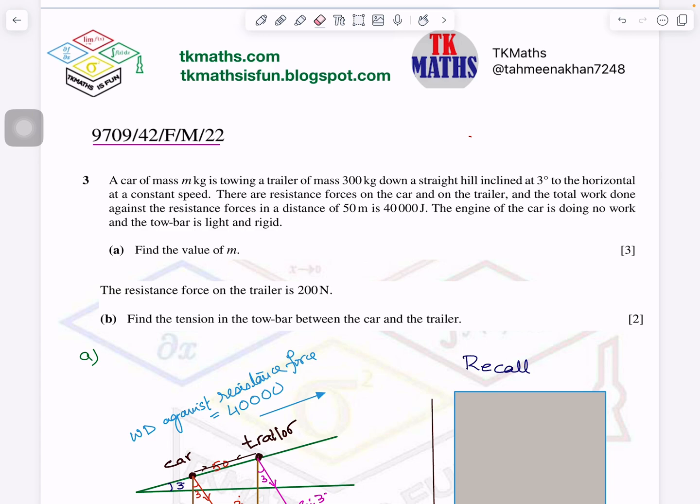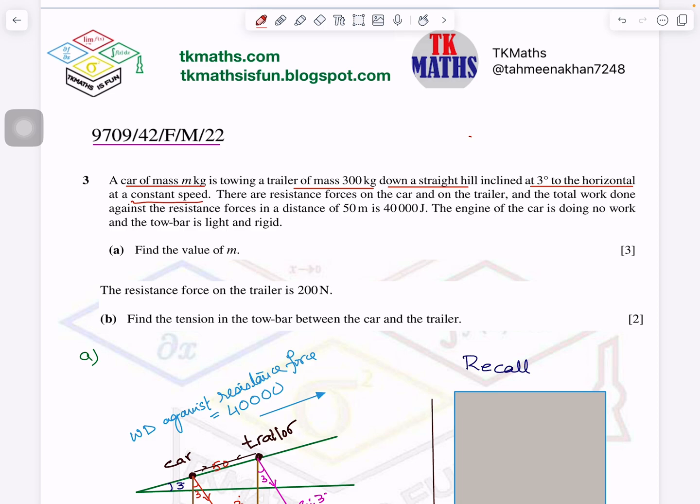So let's highlight the important points from the question, and I would say always jot it down separately to avoid any confusion. Okay. So the first thing is the mass of a car is m kg and it is towing a trailer of mass 300 kg, down a straight hill, and the hill is inclined at 3 degrees to the horizontal. And the speed is constant.